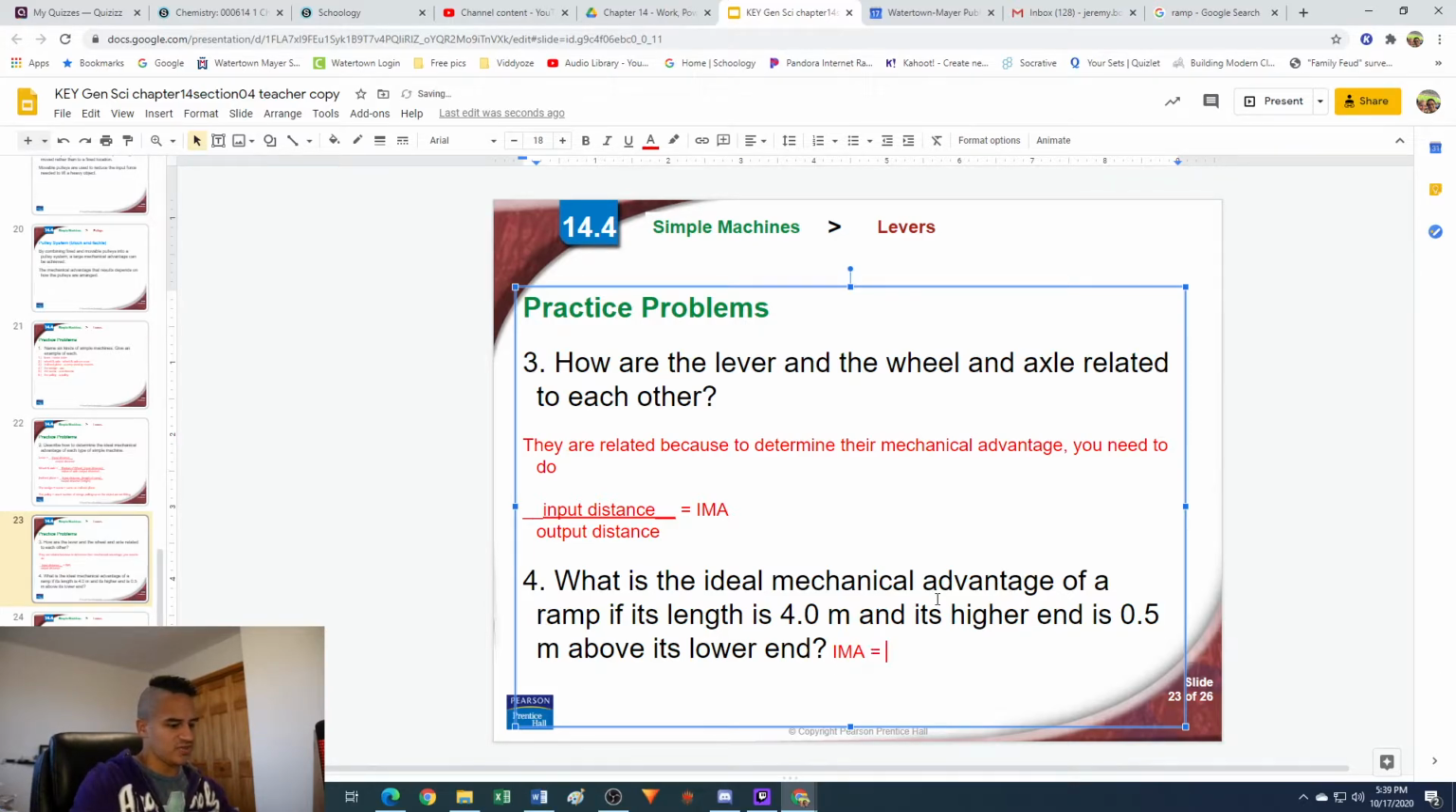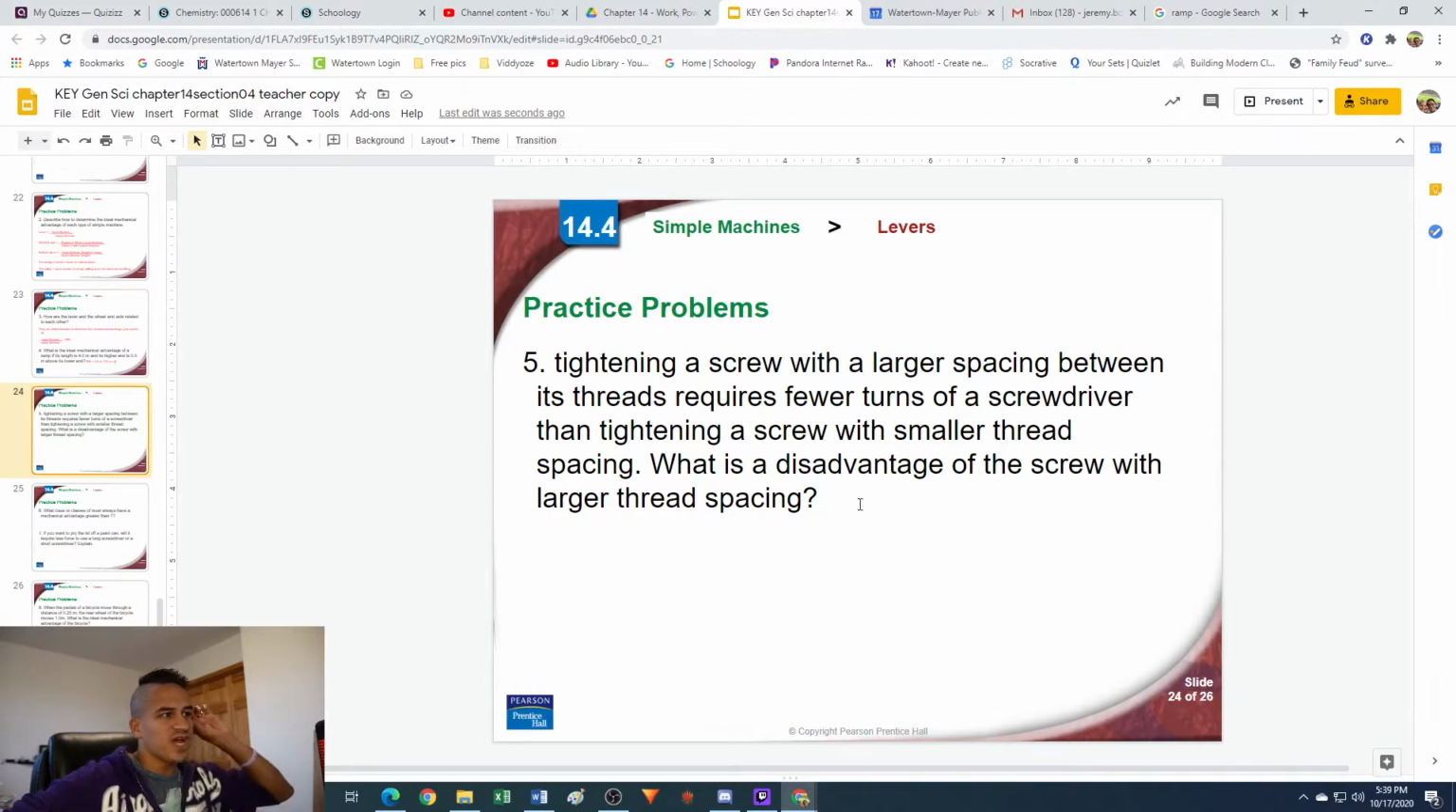So to find our mechanical advantage for this, we are going to take the length of the ramp. So IMA is equal to 4 meters, that's the length of the ramp, divided by 0.5 meters, which is the height of the ramp. And this will tell us our mechanical advantage. So let's take 4 and divide this by 0.5. And we get a mechanical advantage of 8. Okay, that is our mechanical advantage. So, all right, number 5.